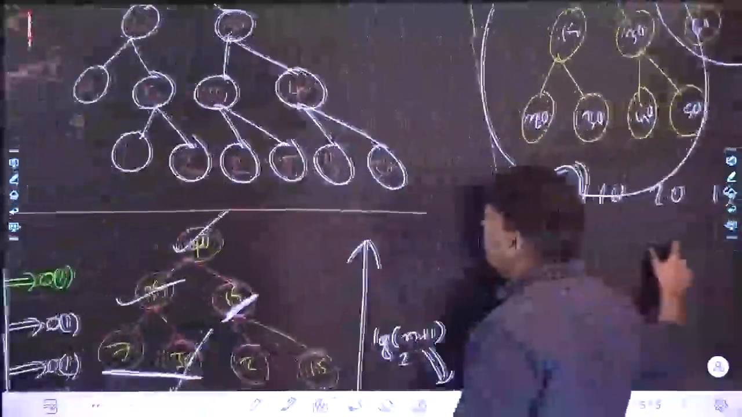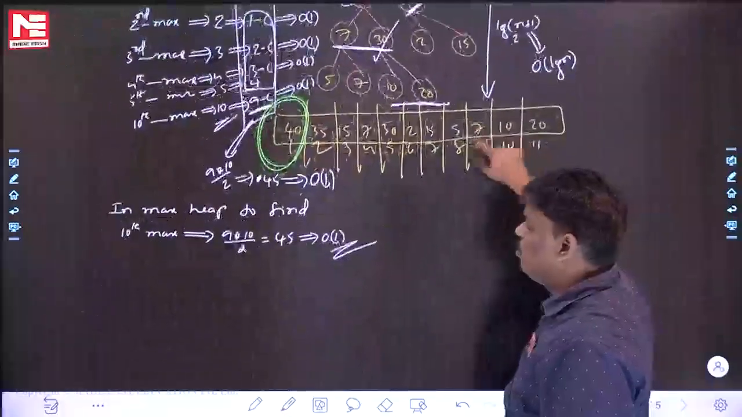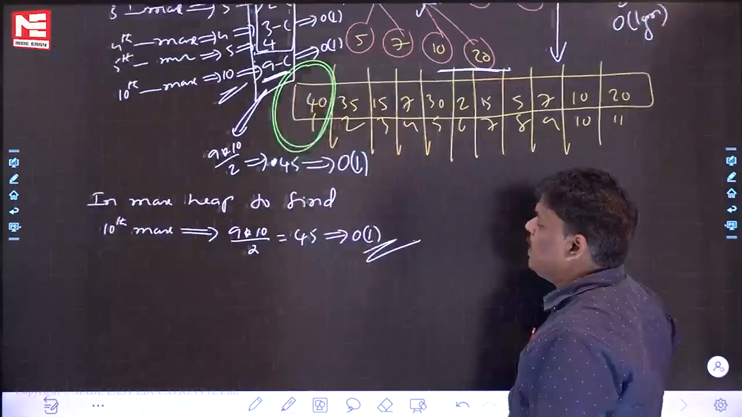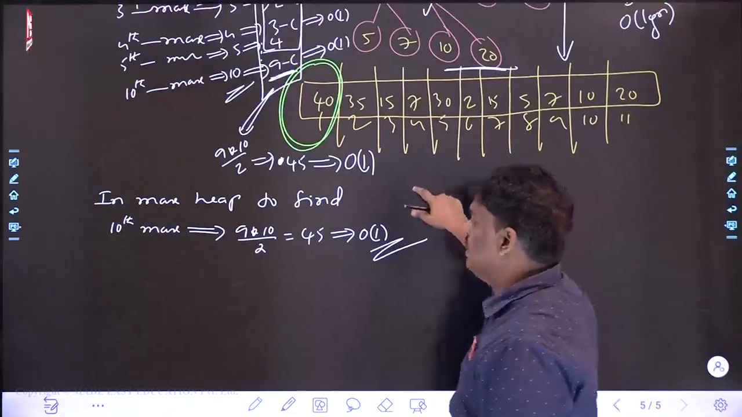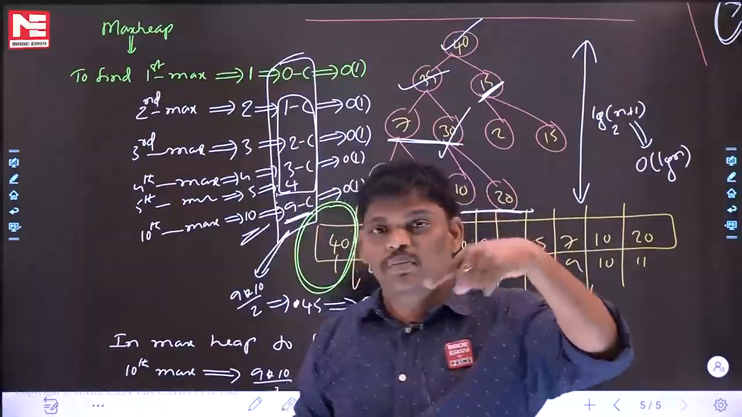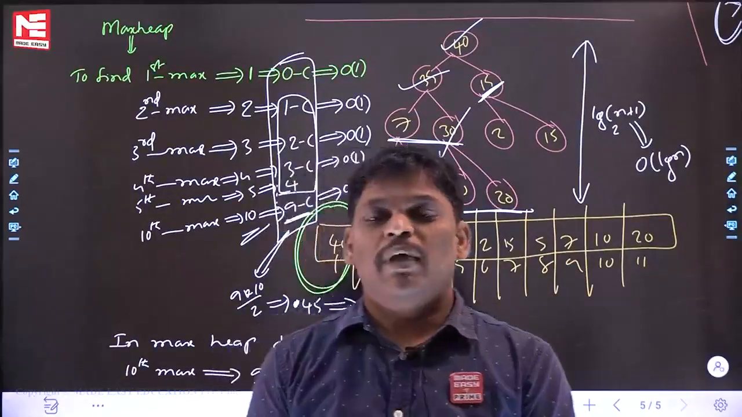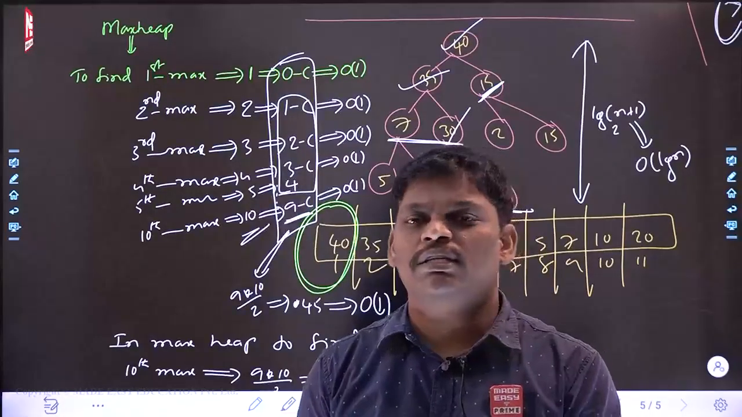One small thing there, let me say with this also, then problem will be over. See this one, one note I written. In max heap, to find out 10th maximum, constant time required, that is fine. I'm okay with that. First maximum, second maximum, constant time, I'm okay.